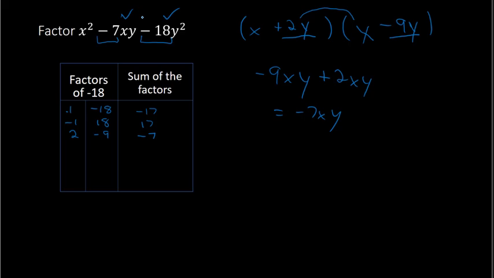So when in doubt, you can experiment by plugging the y's in somewhere, and then you can double check by distributing. And if you distribute, you'll find that you will get the same answer back out. So the final answer is x plus 2y times x minus 9y.